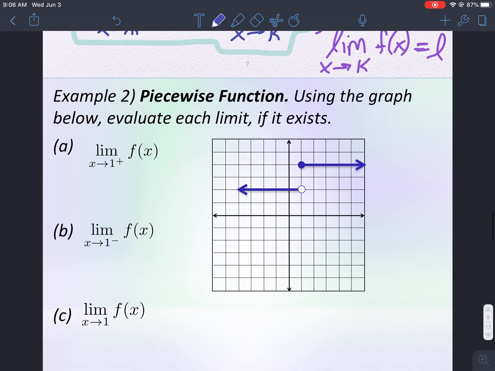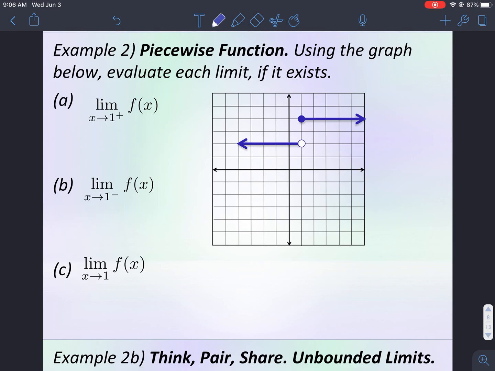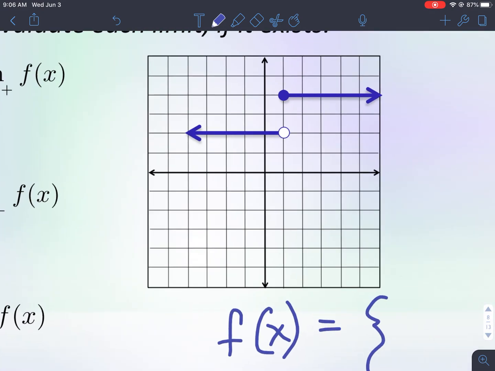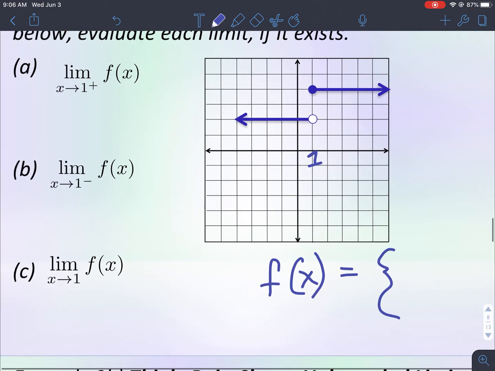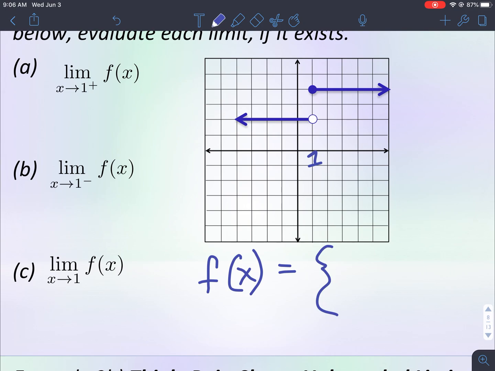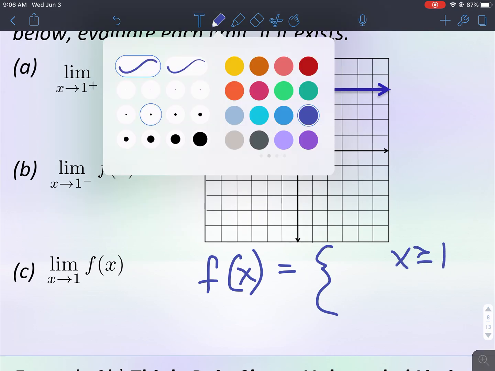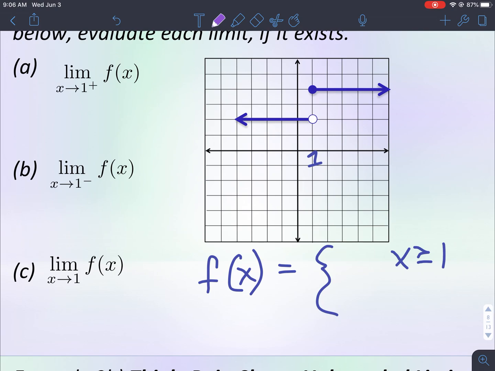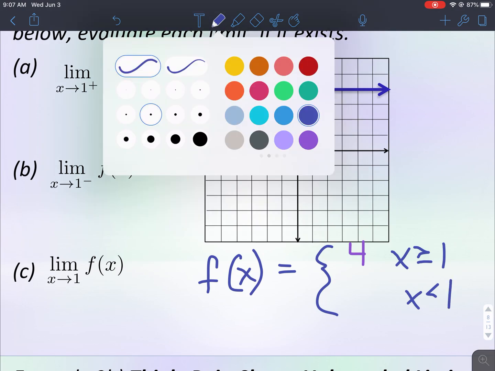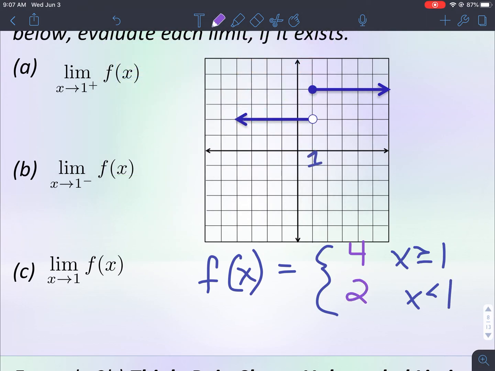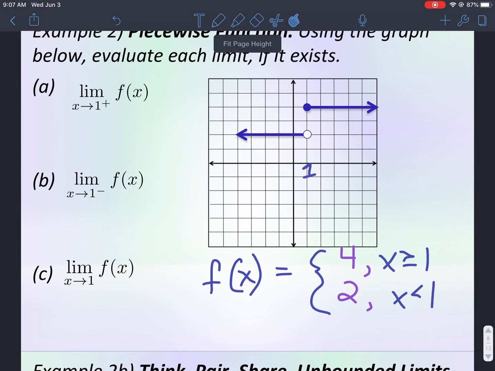Let's take a look at an example. Here is a piecewise function. We could write this piecewise function f of x as, well, if it's 1 or greater, then the function is going to be 4. Y equals 4. If it's less than 1, then the function is going to be 2. Y equals 2. So that's the piecewise function we have here.